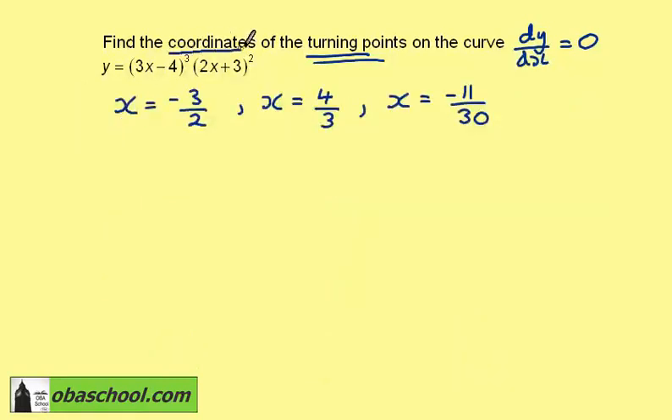We want coordinates, so we need corresponding y values. If x is −3/2, the second bracket would become 0, so the whole expression will become 0, and y is equal to 0. If x is 4/3, this would make the first bracket 0, and therefore once again y would be 0.